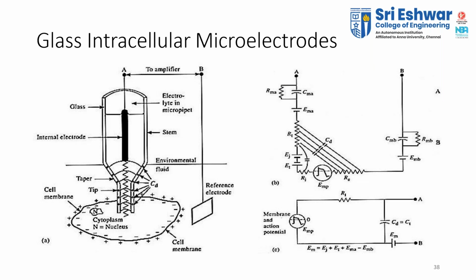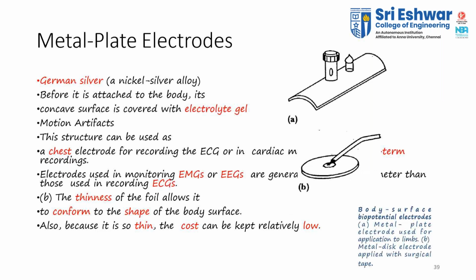And next is metal plate electrode. This is made up of German silver, and it is used for placing over the chest. The thickness of the foil allows it to conform to the shape of the body surface. So this is used for cardiac measurement. Metal plate electrodes are used on the chest for recording ECG measurement, right? ECG is nothing but electrocardiogram. We can also use the surface electrode for measuring your myogram, the electromyogram, to get the proper function of muscles. Muscle contraction, muscle spasm, or everything can be measured using the surface electrode as well.